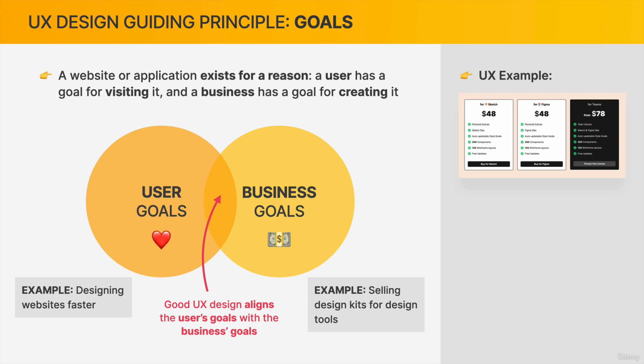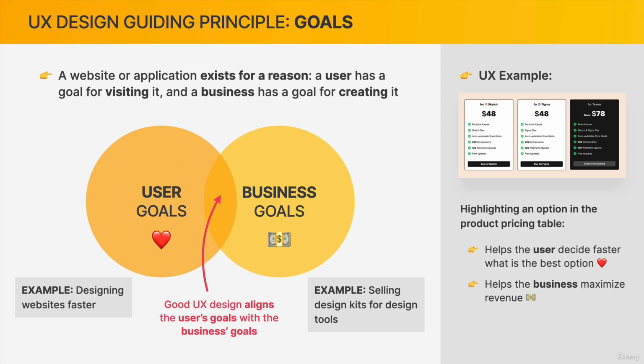Now, one extremely common example that you will see all the time is to highlight one option in a pricing table like this. And the designer does that because it makes it easier for the user to decide which is the best option to choose. And on the other hand, it helps the business maximize their revenue, because usually the option that is highlighted is the most expensive one, or also the one that they know will sell the best and make them the most money. So again, here the user has the goal of quickly deciding which is the best option, while the business, of course, has the goal of maximizing revenue. And so here the user's goals seem to be aligned with the business goals. So this, I would say, is good UX design.